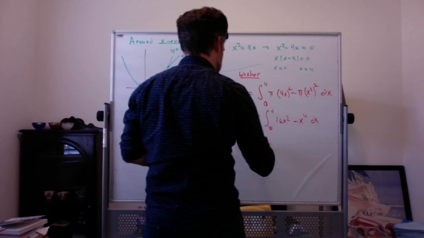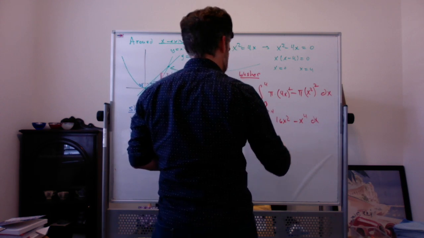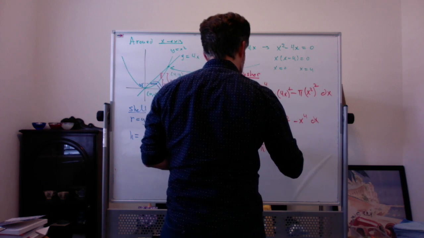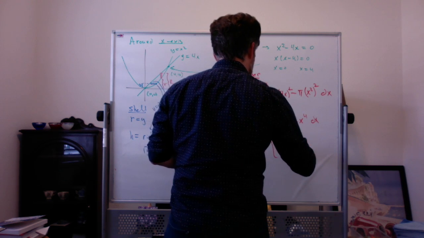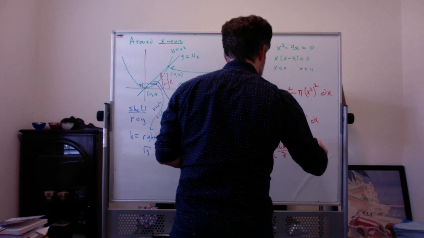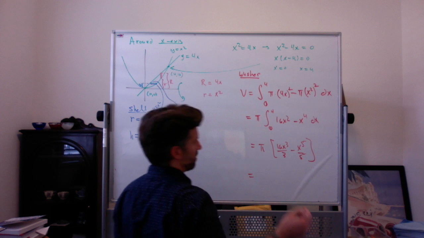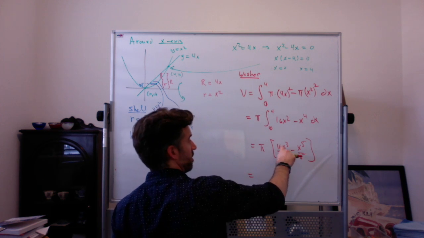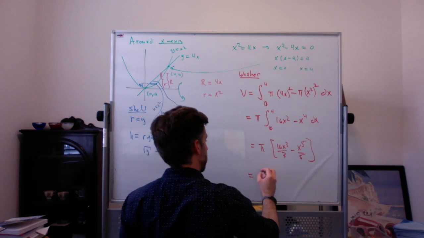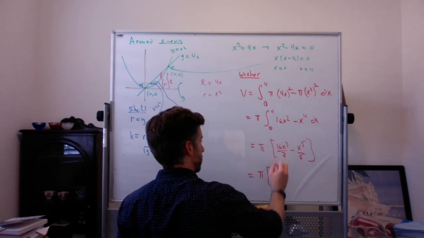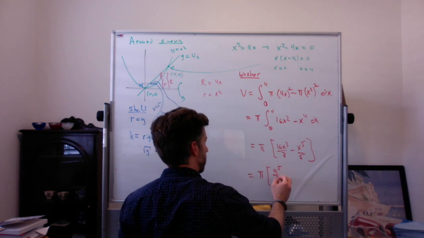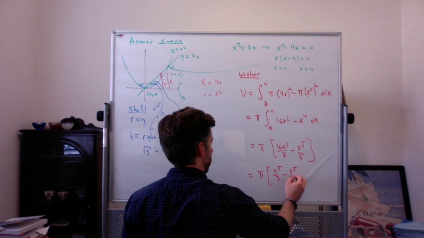Sorry. So we're going to get pi times, integrate this, 16x cubed over 3 minus x to the 5th over 5. And then when you plug in 4, you get some gross numbers. Since 16 is 4 squared, 4 cubed times 4 squared is 4 to the 5th, so you get 4 to the 5th over 3 minus 4 to the 5th over 5.